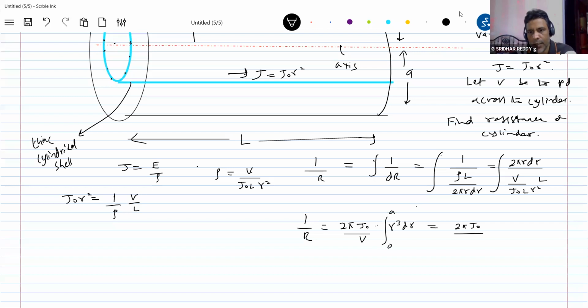So 2 pi J naught V, and this will be R to the power of 4 by 4, from 0 to A. So R will become equal to 4V by 2 pi J naught A to the power of 4. Nothing wrong. You do one thing. Sir, I'll just proceed in this way here: R, rho, L. You do that one. Somehow you'll end up with infinity. It's very sure that no conductor will have infinite resistance, so something in our mathematical assumption went wrong. One cross check you can keep in mind. Okay, this will be 2V.